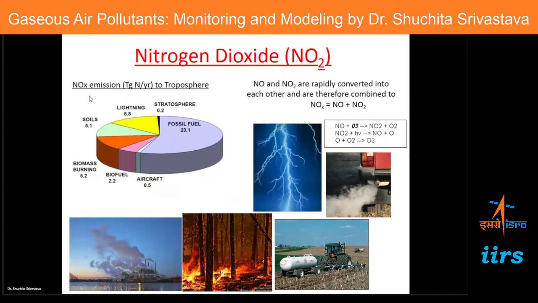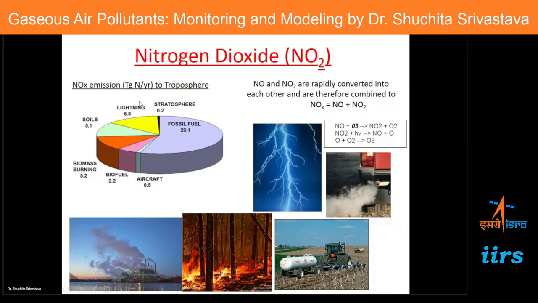So here we can see the major emission sources of NOx in the troposphere. The major source is fossil fuel emission, which gives 23.1 kilogram nitrogen per year. Then other important sources are lightning, soil emission, and biomass burning, and small sources are stratospheric transport to the troposphere, biofuel burning, and aircraft emission.